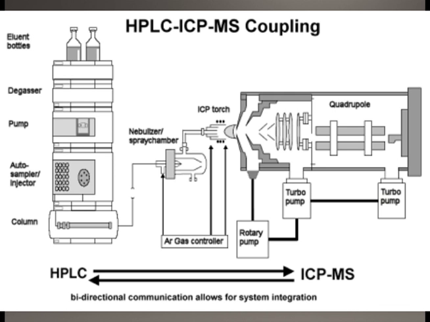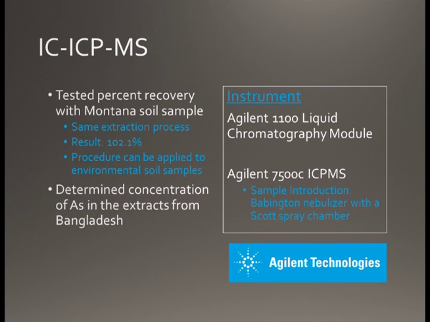And to do this, they used Montana soil because of its arsenic levels. And so they used the same exact extraction process, the microwave-assisted extraction, and their result was 102.1% recovery, which is really good. So we can conclude that this procedure can be applied to the environmental soil samples in order to determine the concentration of arsenic in the Bangladesh water.